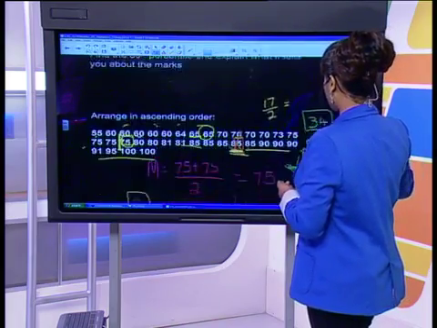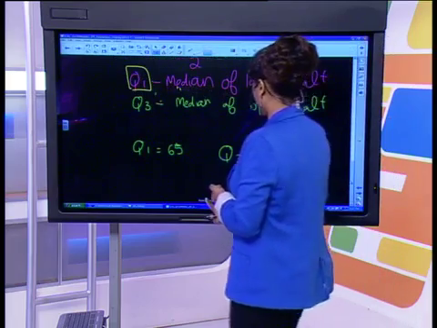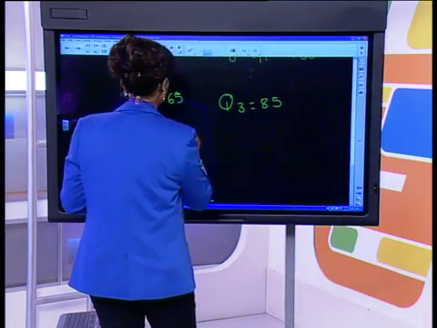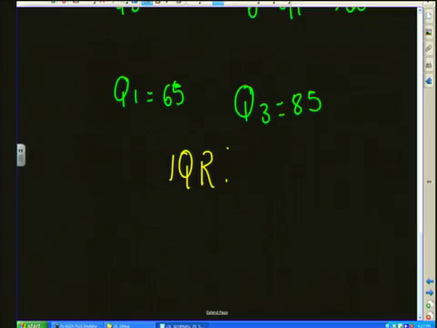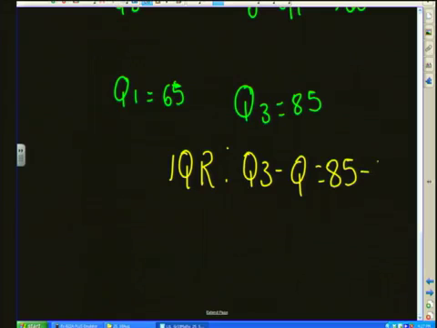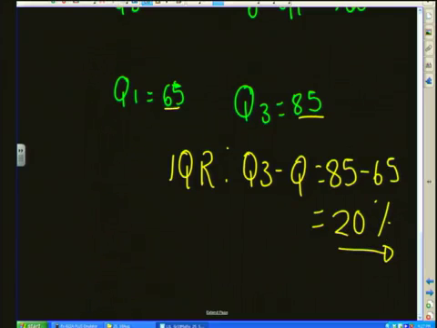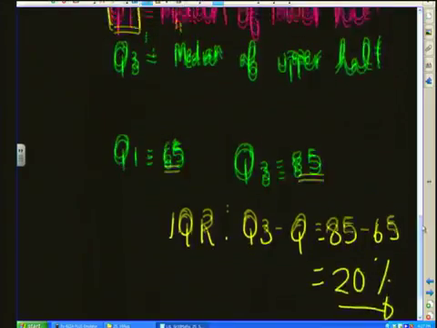Let's have a look at that one. So to work out our interquartile range, we say Q3 minus Q1, and remember this value tells you by how much the middle of the data differs. All right, so they differ generally by about 20%. Okay, so we say 85% minus 65, and that gives us an interquartile range of 20%.